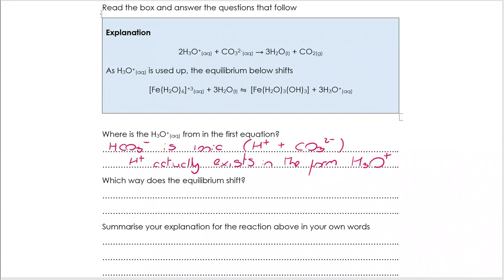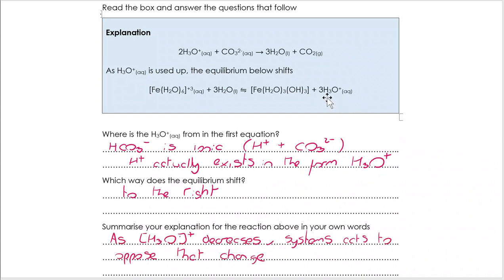Which way would the equilibrium shift if the H3O+ is used up? Well, it's going to shift to the right. And why is that? We're going back to actually GCSE equilibrium knowledge here. It's because if you decrease the H3O+ concentration, the system will act to oppose that change. It will try to increase it by favouring the forward reaction and shifting the equilibrium to the right.